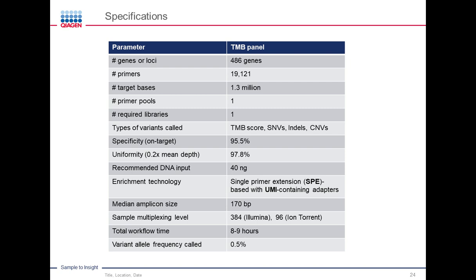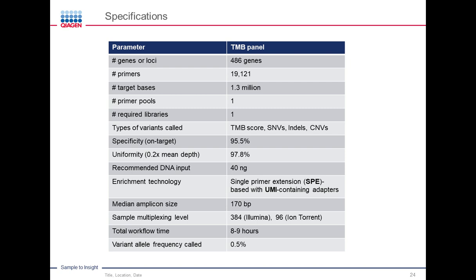Specificity is listed here at 95.5%, so 95.5% of the reads are specific and they map back to the regions of interest. Uniformity at around 20% of the mean is extremely high at 97.8%. And the DNA input that we would recommend for TMB calling is 40 nanograms, even though the workflow can tolerate down to 10 nanograms of input. But if you're interested in calling TMB scores specifically, we would recommend 40 nanograms.